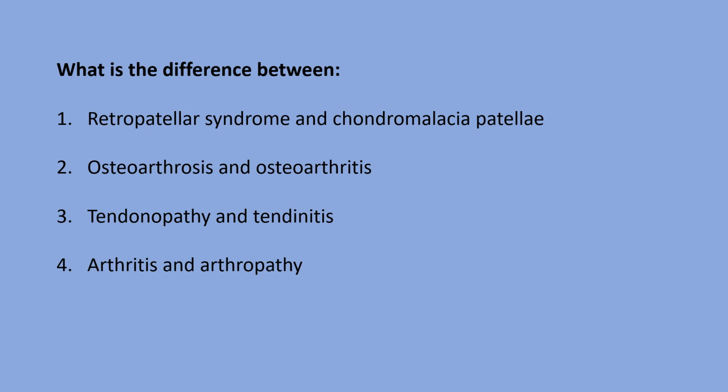Osteoarthrosis is degeneration of the joint, while osteoarthritis is when that degenerative joint is inflamed. Usually the reason for this is trauma or microtrauma. Tendinopathy is where the tendon is suffering from a pathology, and tendinitis is when that pathology is inflammatory. The tendon may also be degenerative, in which case it is called tendinosis.